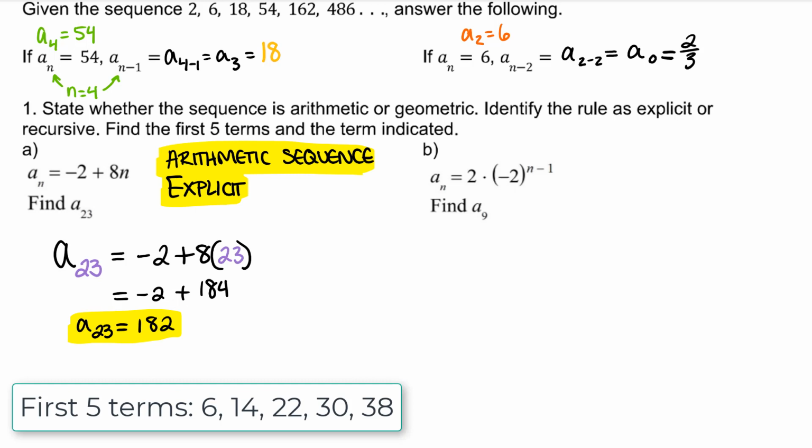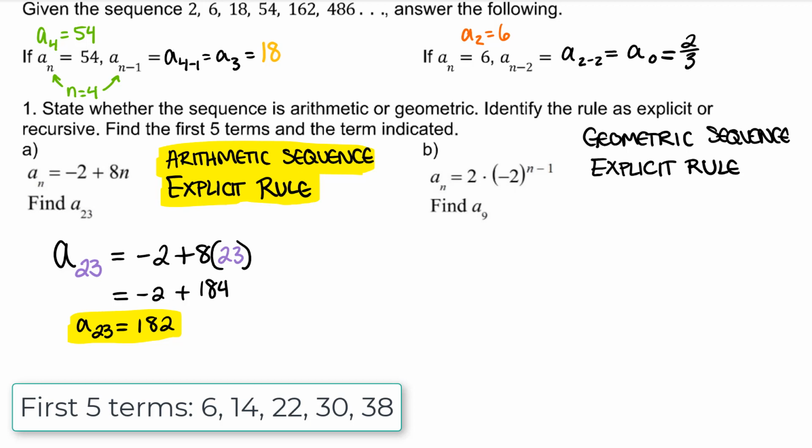For part B, I clearly have multiplication. This looks a lot like an exponential function, which means we have a geometric sequence. Again, a sub n is written as a function of n, so we have an explicit rule. To find a sub 9, plug in 9 for n.